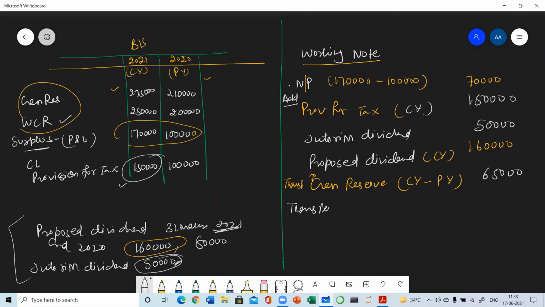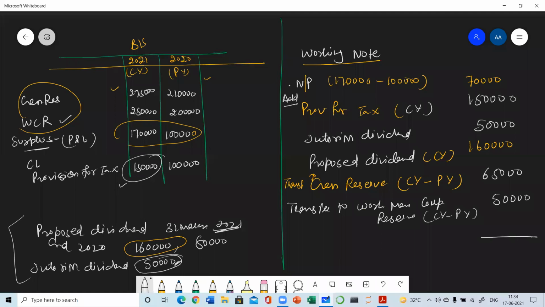Then one more reserve is also there, that is the workman compensation reserve. So transfer to workman compensation reserve. Here it was 2 lakh and in the current year it's 250. Again the current year minus previous, which is positive 50,000. Now is there any refund of income tax given? No. If no, then it will be your final answer.